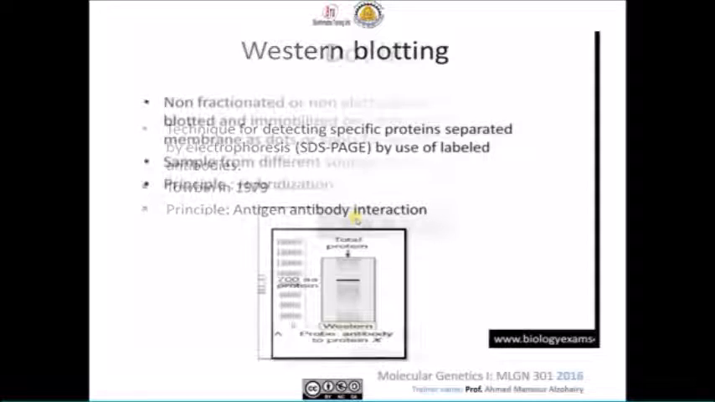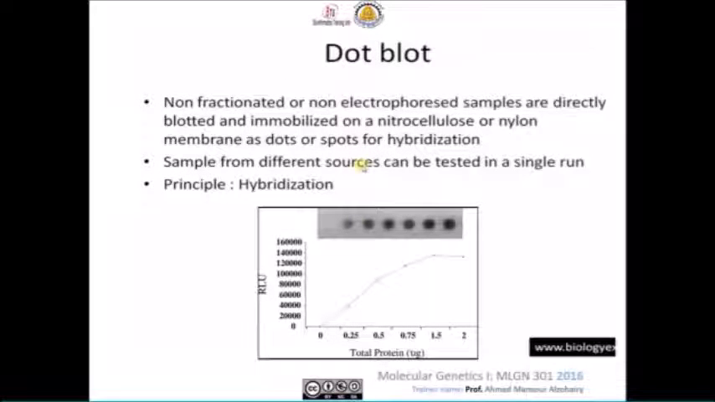Now to technique number 4. This is called dot blot. In a dot blot, a non-fractionated or non-electrophoresed sample is directly spotted and immobilized on a nitrocellulose or nylon membrane as dots or spots for hybridization. So samples from different sources can be tested in a single run. Also, the principle of that technique is hybridization.